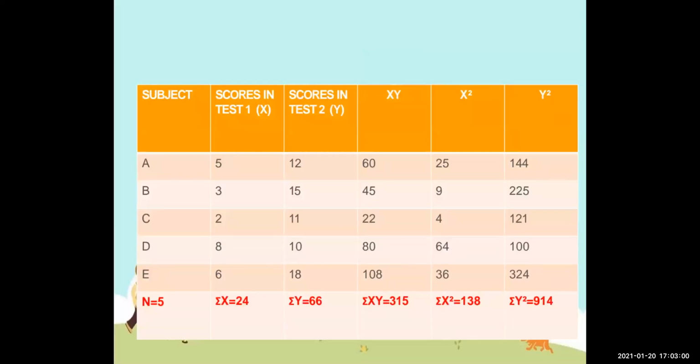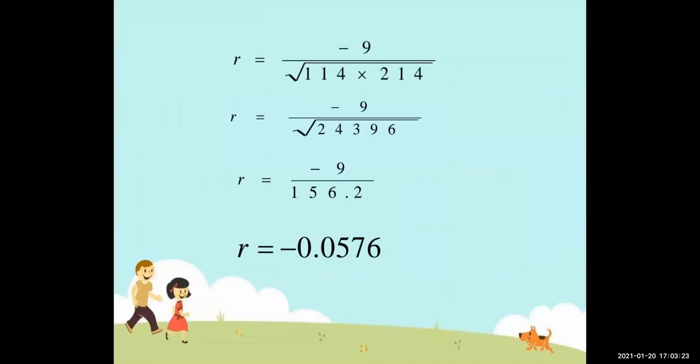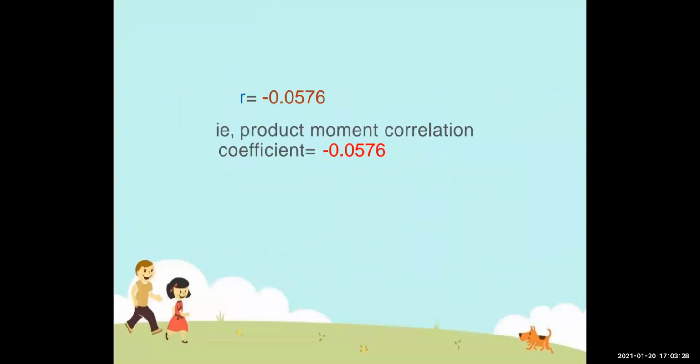Here is the result. So N is 5. The total of X is 24. Total of Y is 66. Sigma XY is 315. Sigma X square is 138, and sigma Y square is 914. Now we have to apply all these data into this formula, and the answer which we get is this. So the product moment correlation coefficient is minus 0.0576.